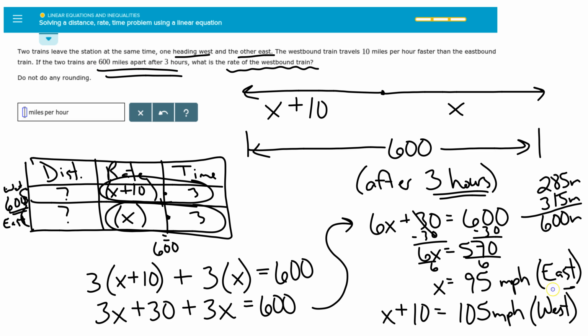So our final answer, though, for what we were asked originally is 105 miles per hour is the rate of the westbound train.